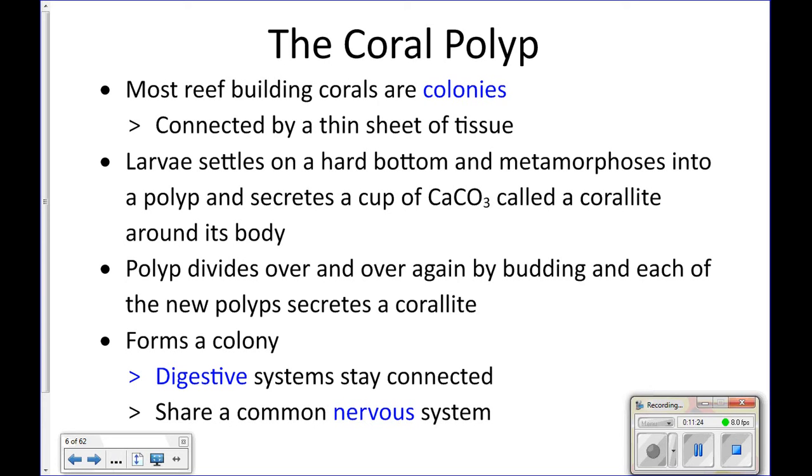That also means keeping their nervous system connected means if they're all out feeding, and a predator comes and starts nibbling on one side of the coral, it can send a signal to the rest of the coral polyps here, and they can all retract back down into their little cups that they sit in. Okay, so it helps to protect the colony as well. Does that make sense? So it helps them to survive by having those two systems remain interconnected. Okay?